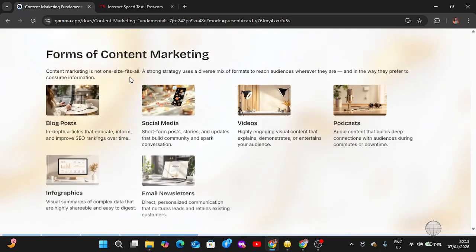The next thing we have is forms of content marketing. We're not going to talk too much on that. Many of us already have an idea of this. We're going to just briefly explain it and move to the next one. So we have blog posts. Blog posts are like articles where once you search online, you're going to see information from other people's websites.